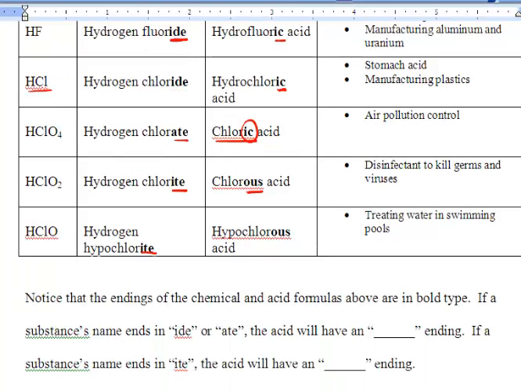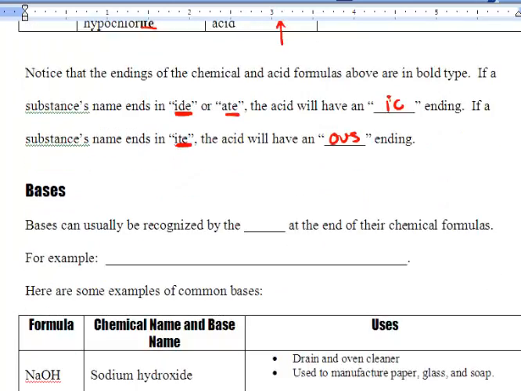Now there's some really cool things here is that you'll notice the endings of the chemical and the acid formulas are in bold. Now if a substance name ends in "ide" or "ate", the acid will have an "ic" ending, and you can see that in the patterns above. Now if the substance name ends in "ite", it will have an "ous" ending, hence right here, hypochlorous acid. Notice when we have an "ite" or an "ate", we take off the hydrogen part.